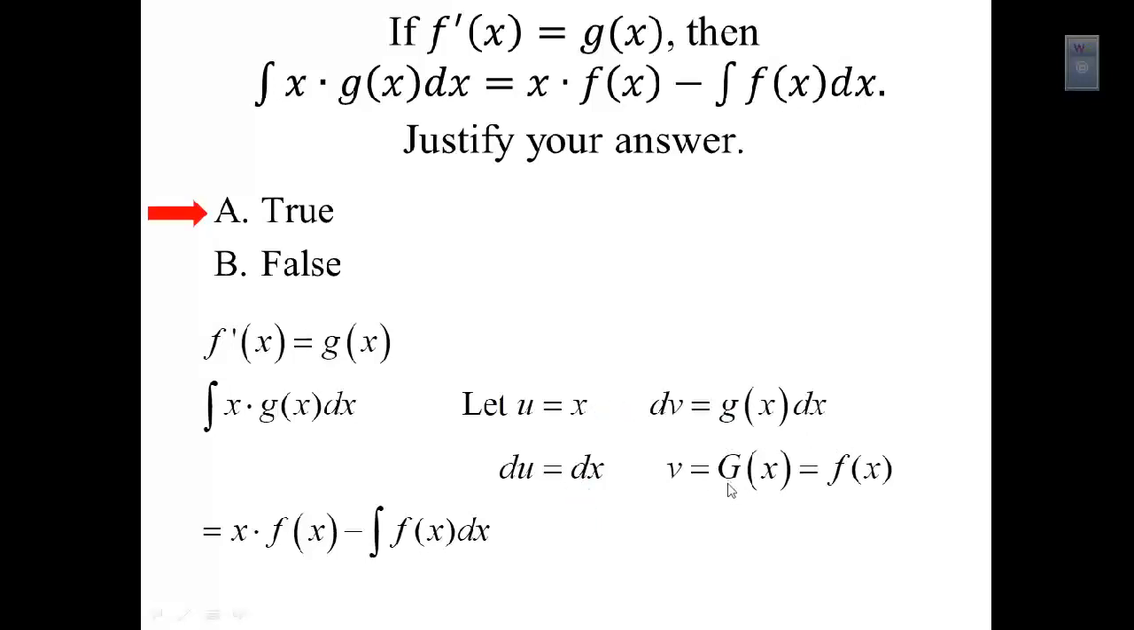And remember, when you see a capital function, that's going to be an antiderivative. So this capital G of x is the antiderivative of g.